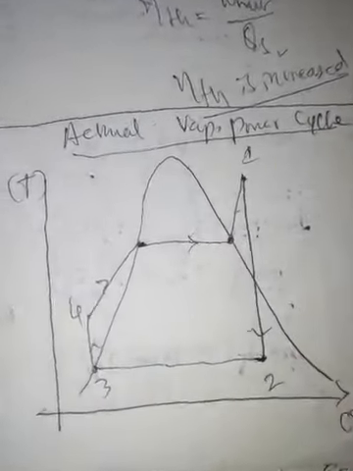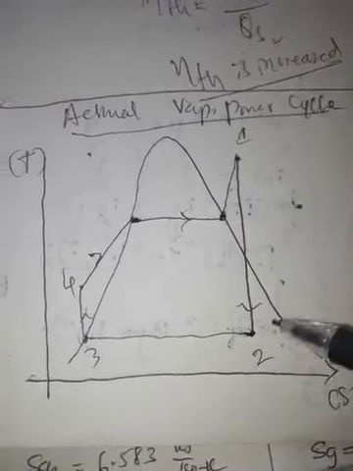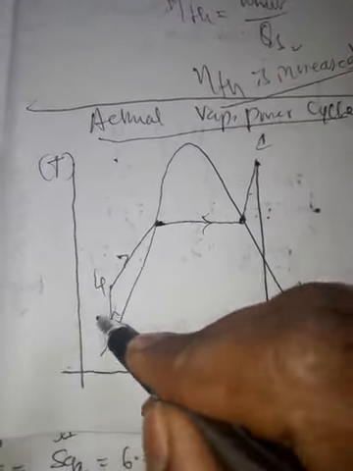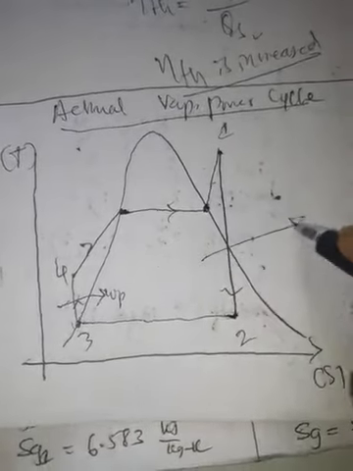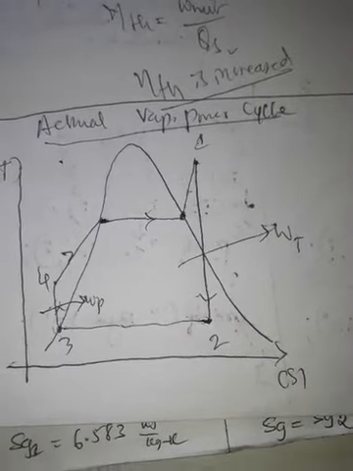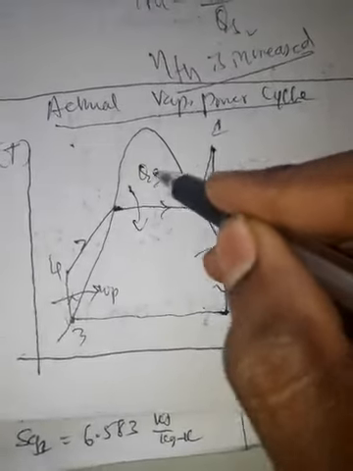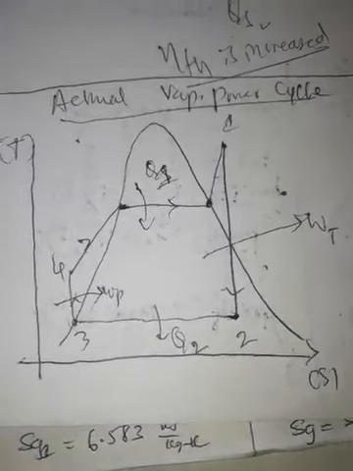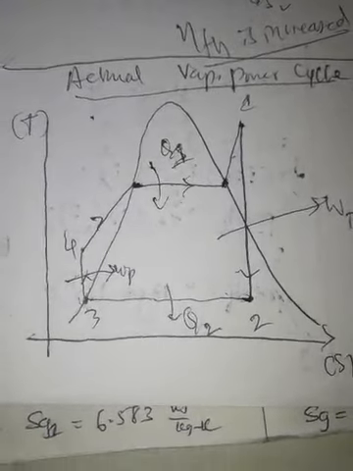Now 1 to 2 is turbine expansion, 2 to 3 is condensation, 3 to 4 is pump. Here we are sending pump work inside. So here we are developing turbine work. Then again 4 to 1 we are adding heat, that is Q1 we are writing, 2 to 3 we are rejecting Q2 heat. So this is the ideal cycle, ideal Rankine cycle.